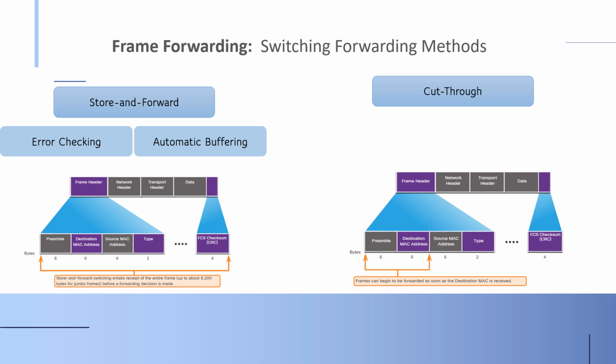The cut-through switching method can forward frames with errors. If there is a high error rate with invalid frames in the network, cut-through switching can have a negative impact on the bandwidth, thereby clogging up bandwidth with damaged and invalid frames.